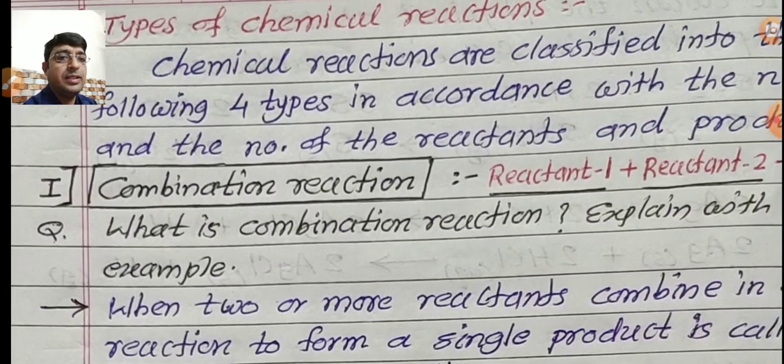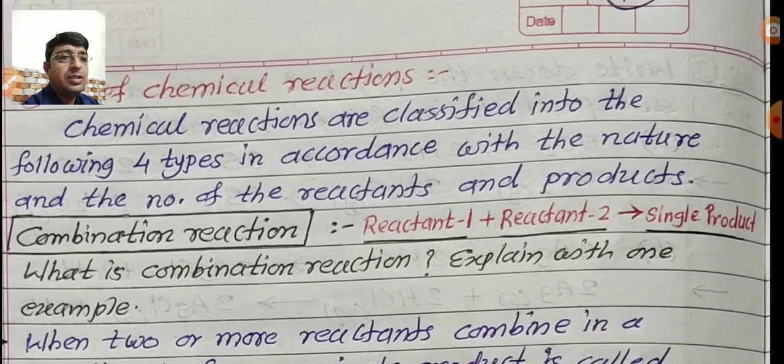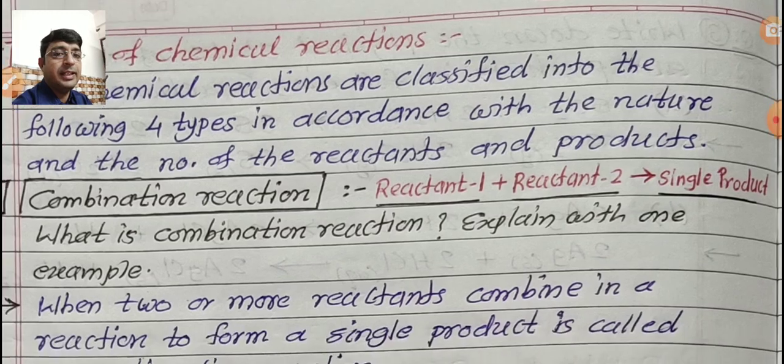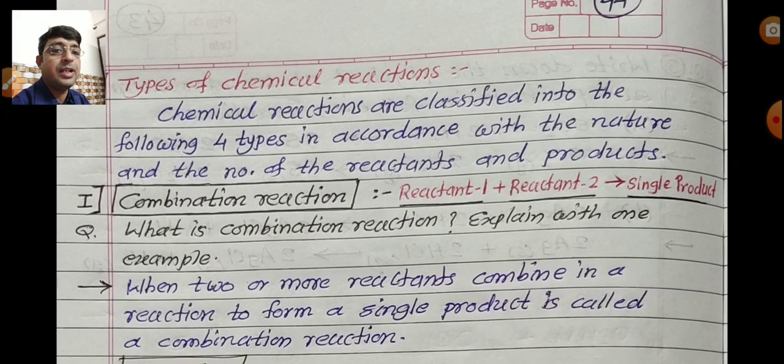So the question is asked like this. See, in a combination reaction, two or more reactants, so reactant 1 plus reactant 2, sometimes more than two reactants also react together but to form a single product, that is the standard form. The question is asked like this: what is a combination reaction? Explain with one example. Example means you explain a reaction.